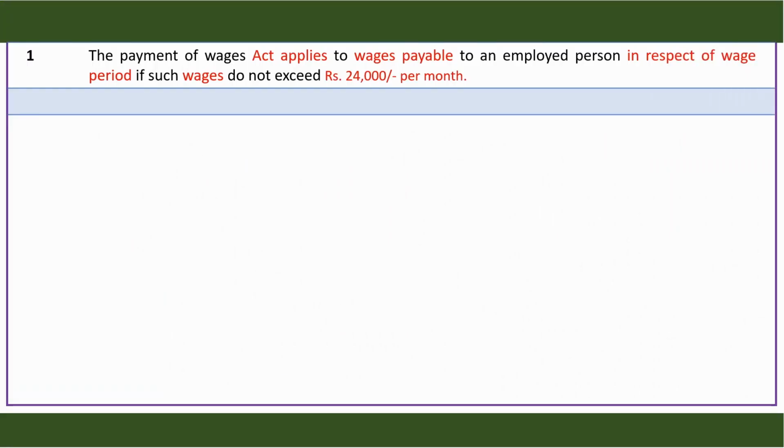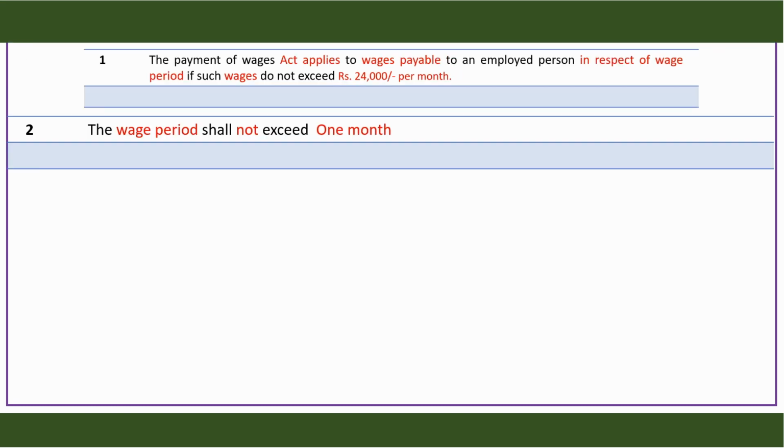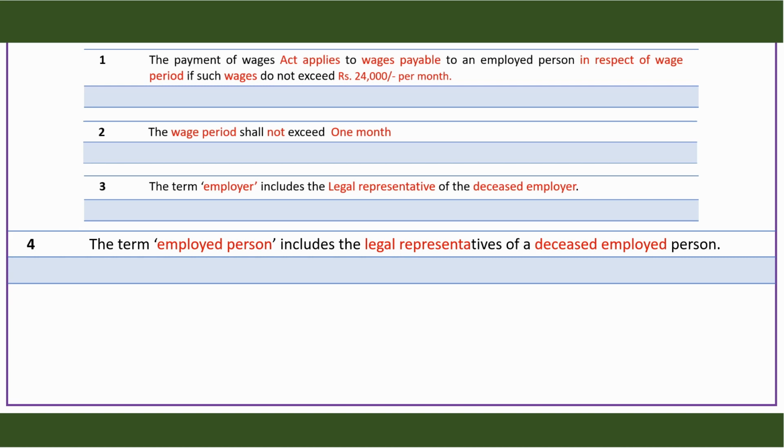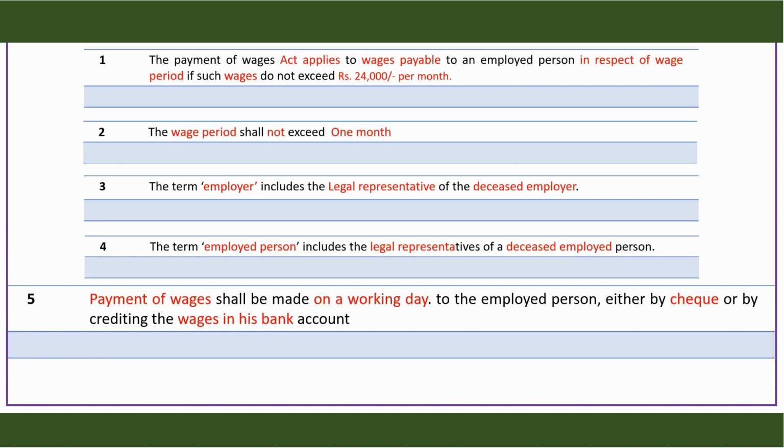Payment of Wages Act applies where the wages per person does not exceed 24,000 per month. Wage period shall not exceed 1 month. The term employer includes his legal representatives, and employed person includes legal representatives of the deceased employee person. Payment of wages has to be made on a working day. It can be made by check or credit to bank account.